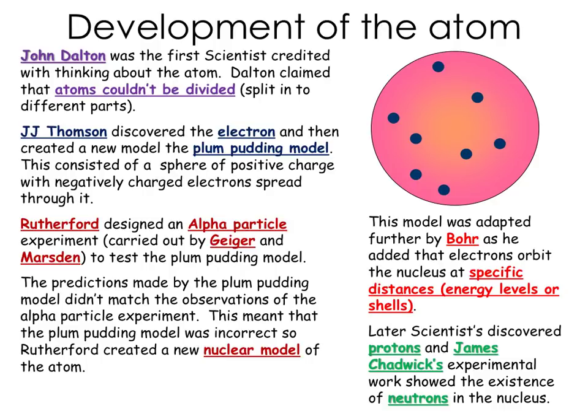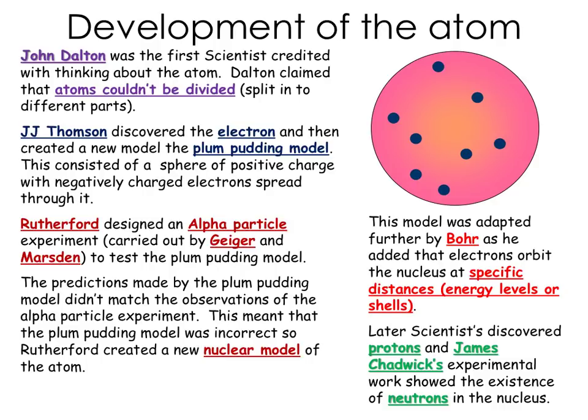So when we started thinking about development of the atom, we start with John Dalton, who was the first scientist credited with thinking about the atom. Dalton claimed that atoms couldn't be divided or split into different parts. But this idea or this theory changed when J.J. Thomson discovered the electron, and then he created a new model which he called the plum pudding model.